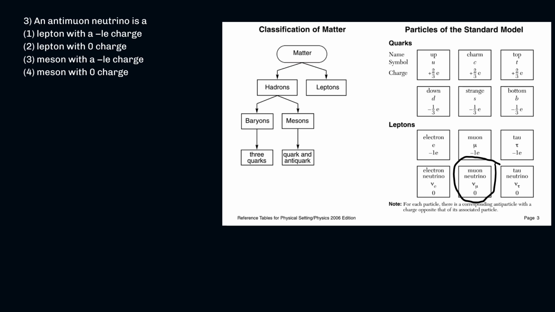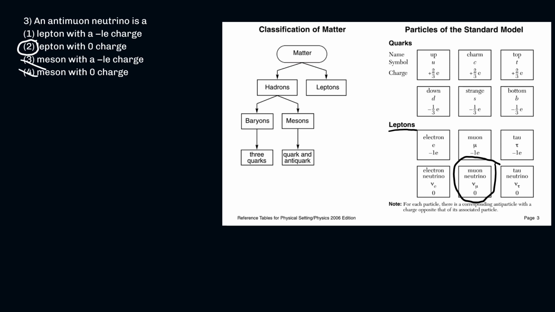So it's going to stay with 0 charge, and you can see here that we have a lepton. So we're going to end up having answer choice 2, a lepton with 0 charge. It's not a meson. A meson is just a quark and an anti-quark, so both those answers can go away.